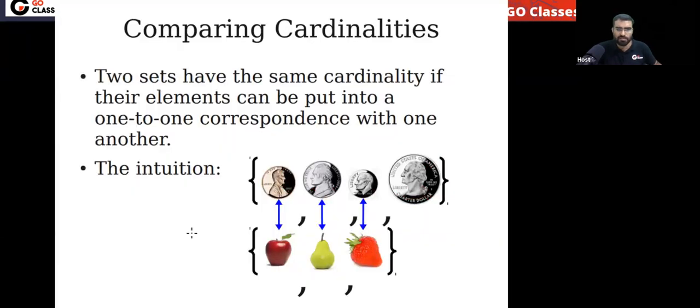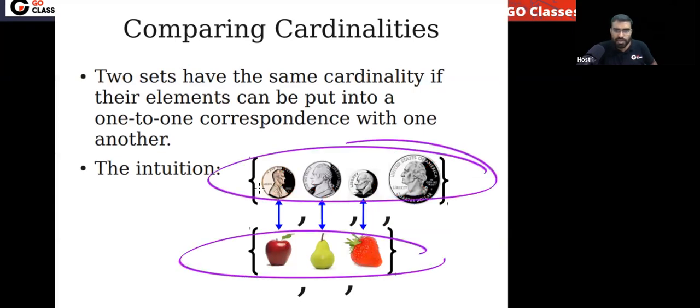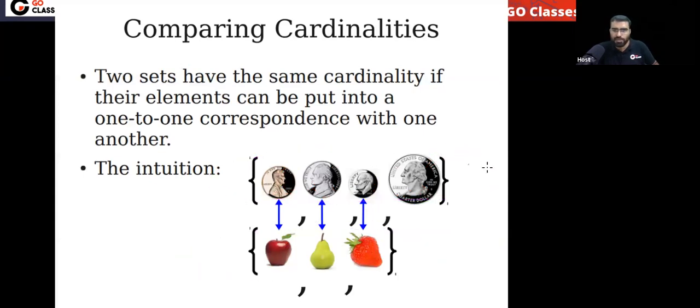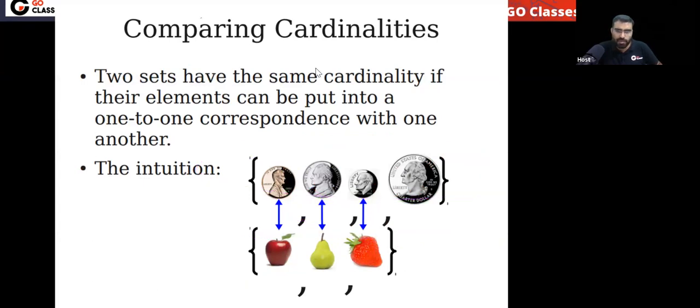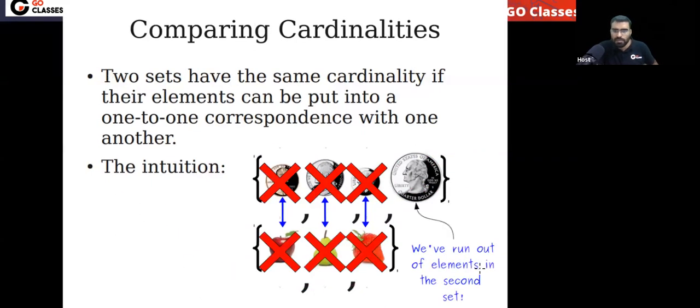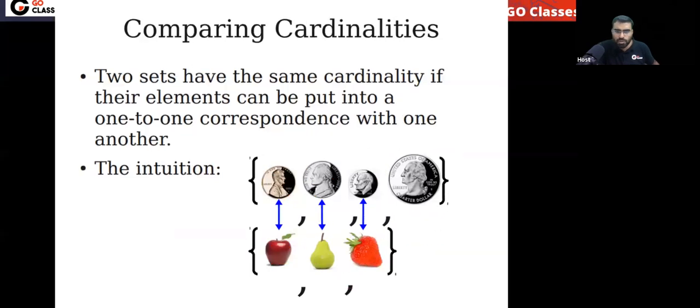What about these two sets? Is there any bijection? Can you create a bijection between these two? Try to create a bijection. Is it possible? Give me at least one bijection. No bijection is possible. So because no bijection is possible, I can simply say that they have different cardinality.